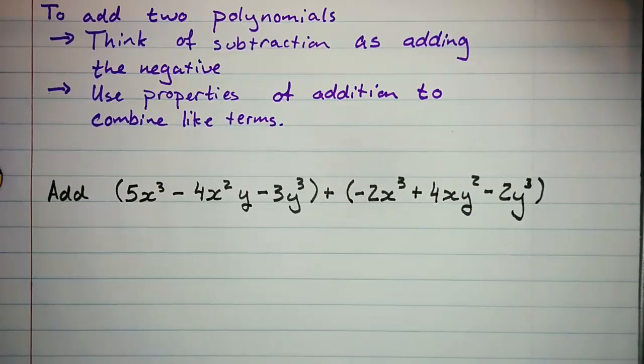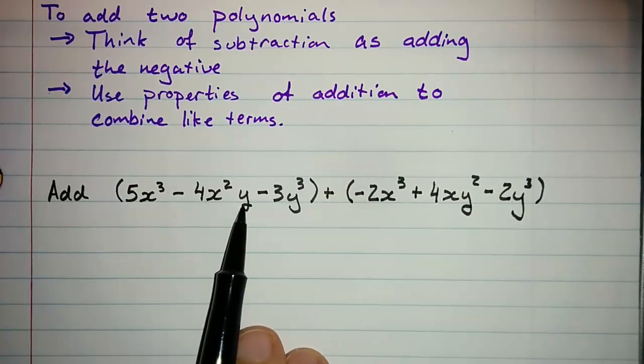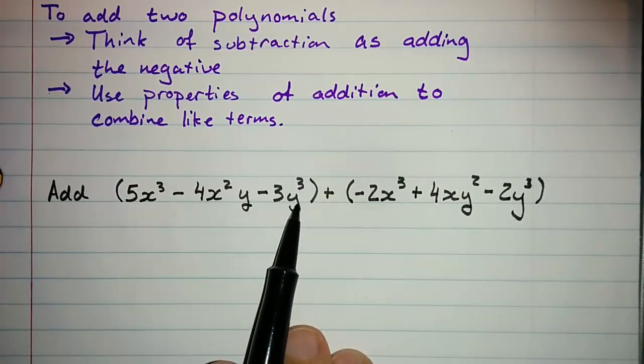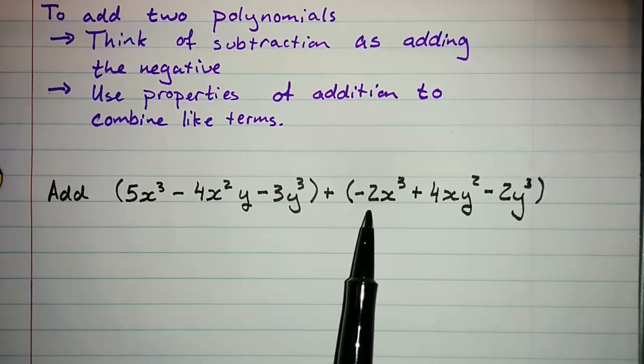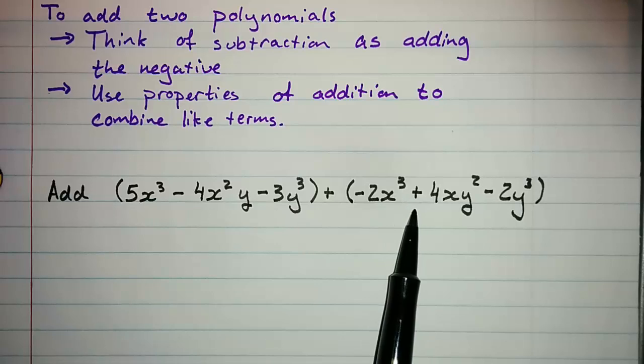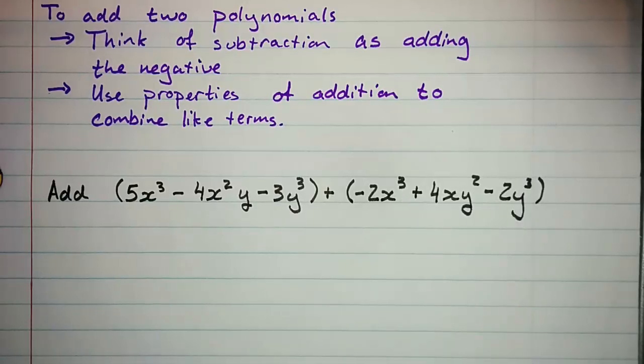We're going to add the trinomial 5x cubed minus 4x squared y minus 3y cubed plus the trinomial negative 2x cubed plus 4xy squared minus 2y cubed. So I'm going to go through term by term.